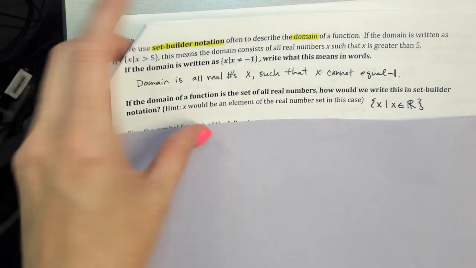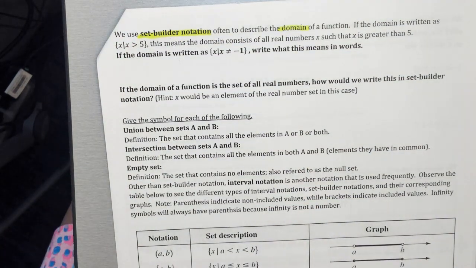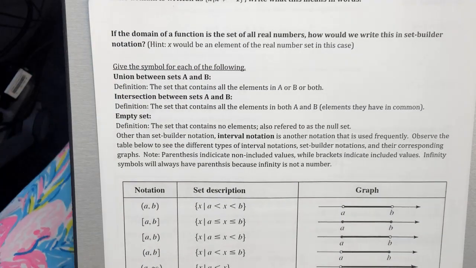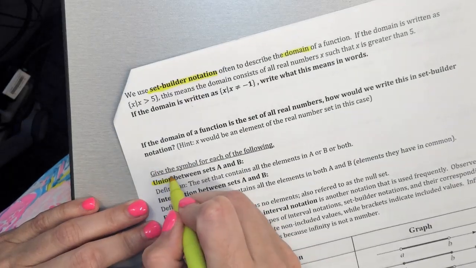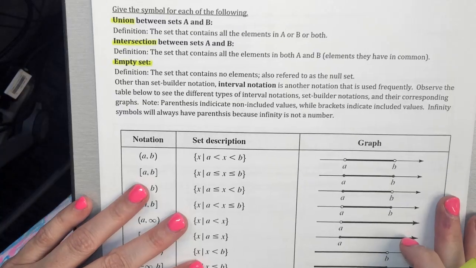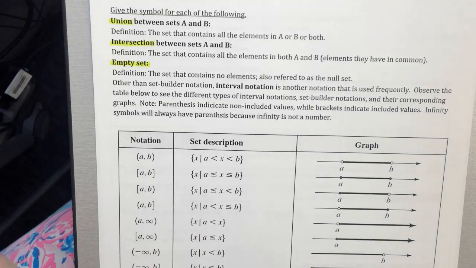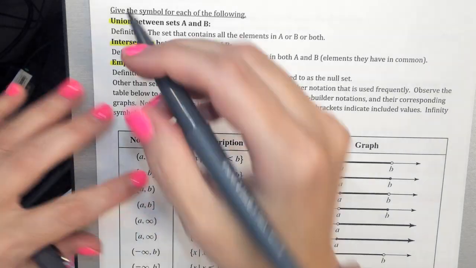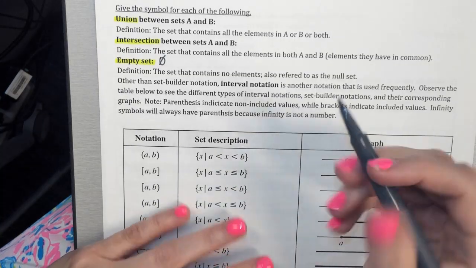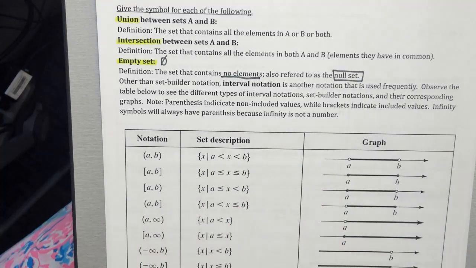Then we are going to talk about the symbols for the sets A and B. We have the union, the intersection, and the empty set. Do you guys remember what the empty set looks like? It's just an O with a line through it, and that is also referred to as the null set. So there would be no elements in it.